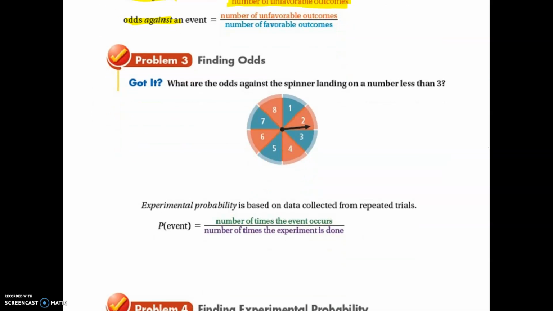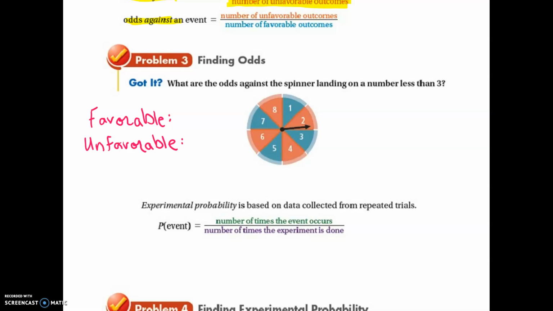So if we look here in example 3, we want to find the odds. So what are the odds against the spinner landing on a number that is less than 3? So we're talking about against. So we're going to take the unfavorable outcome over the favorable outcome. So first of all, let's look at our probabilities here. Let's look at favorable versus unfavorable. And we'll kind of go from there.